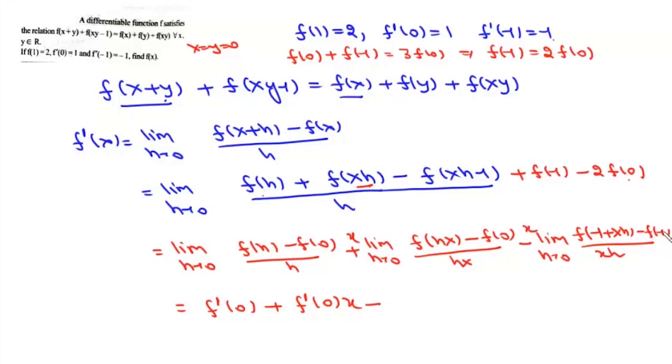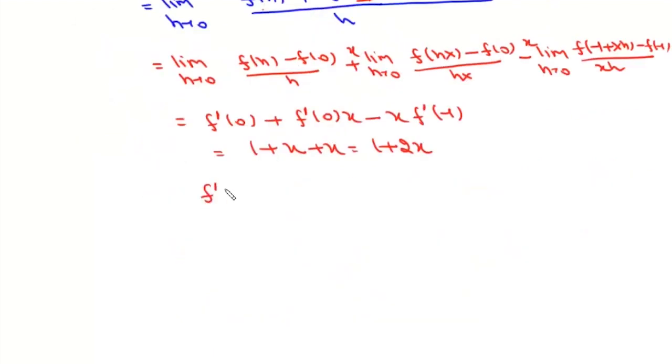Now this is the derivative of this function at minus 1, so this is x into f dash minus 1. Now f dash 0 is 1 and f dash minus 1 is minus 1, so it will be this 1 plus x and plus x, so it will be simply 1 plus 2x. So in this case f dash x is 1 plus 2x. Now if we integrate, we can write f(x) as x plus x square plus c.